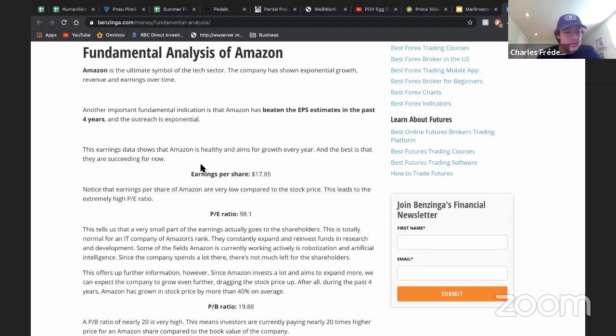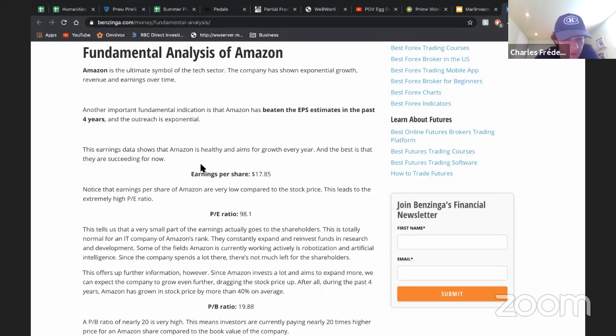Yeah, so Amazon is the ultimate symbol of the tech sector. It has beaten the EPS, earnings per share, estimates in the past 4 years. That's why, using fundamental analysis, you can see that it's a very strong company. Now, earnings per share have been very low compared to the stock price, so that leads to a very high PE ratio. Normally, you want to have a PE ratio, price to earnings ratio, a bit lower.